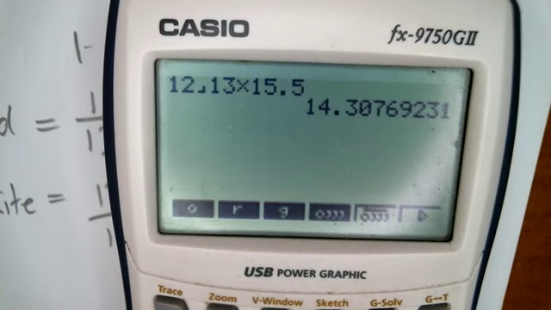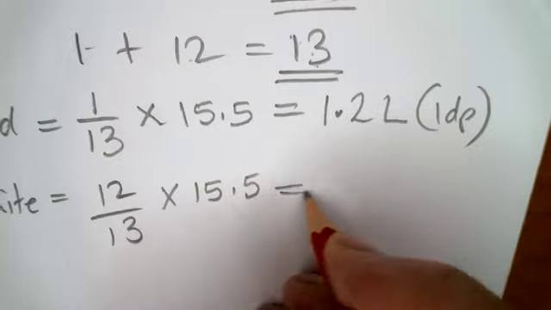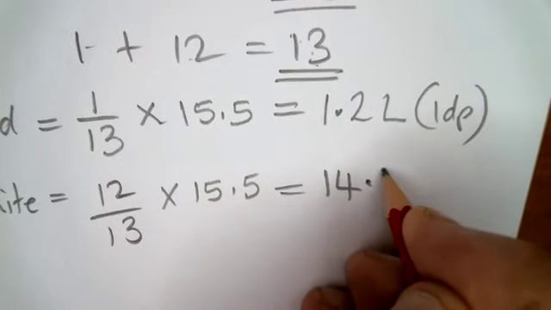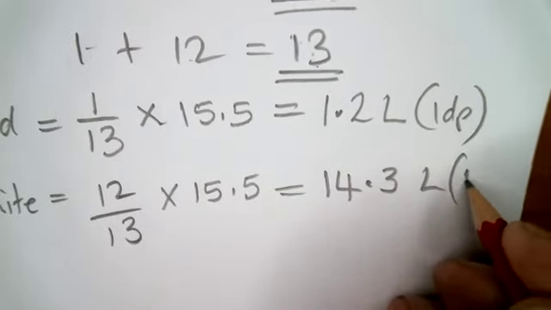Can't even speak anymore. 14.3. All right, so that's going to equal 14.3 litres, and that's, again, 1 decimal place.